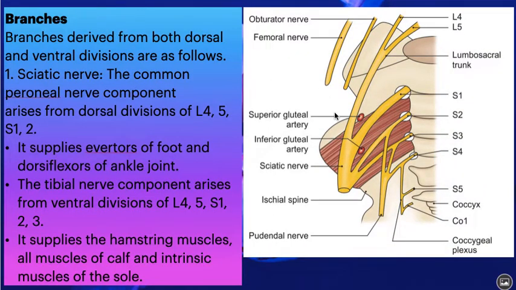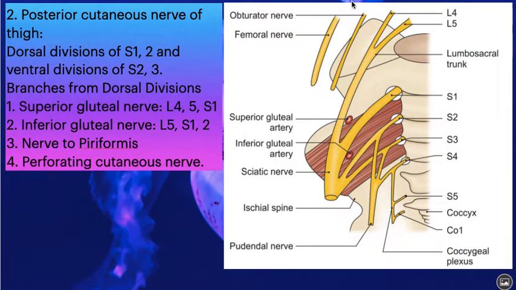Branches. Branches derived from both the dorsal and the ventral divisions are as follows. Number one, we have the sciatic nerve. The common peroneal nerve component arises from the dorsal division of L4, L5, S1, S2. Now, this supplies the everters of the foot and dorsiflexors of the ankle joint. The tibial component arises from the ventral division of L4, L5, S1, S2, supplying the hamstring muscles and all muscles of the calf and intrinsic muscles of the sole.